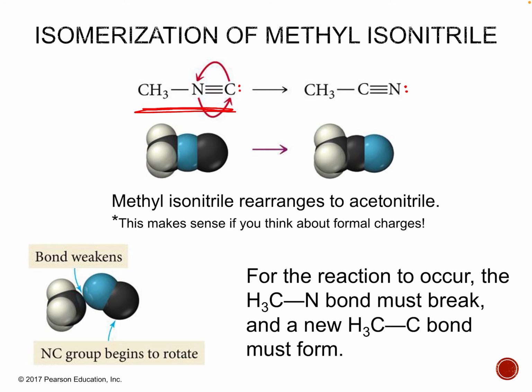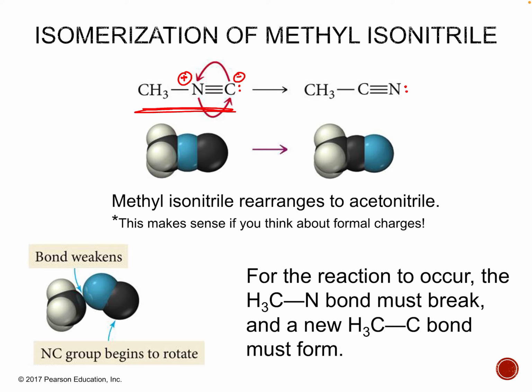But if we think about formal charges, in methyl isonitrile, nitrogen has a +1 formal charge and carbon has a -1 formal charge. If you don't remember how to calculate formal charges, I would look it up. You can also ask me and I will walk you through it. But this is something you should know from Chem 1.